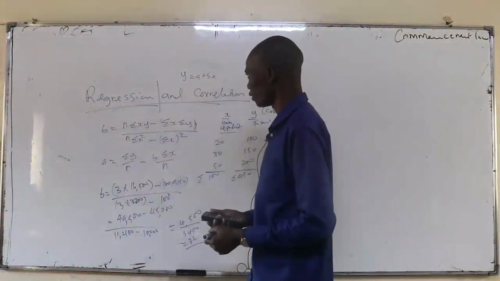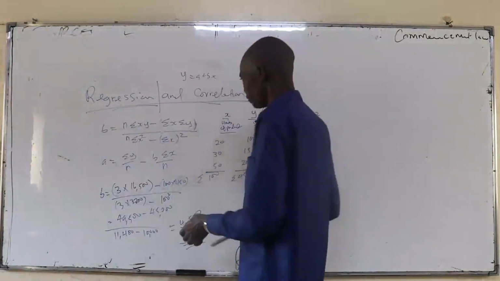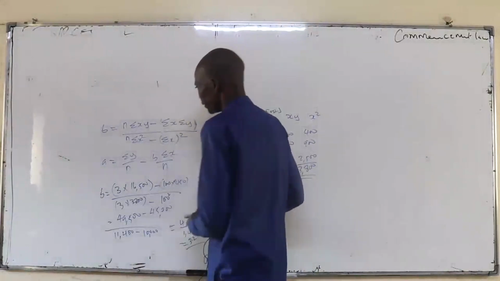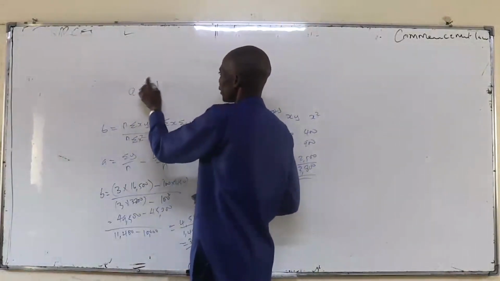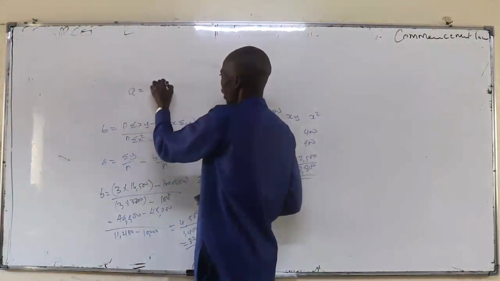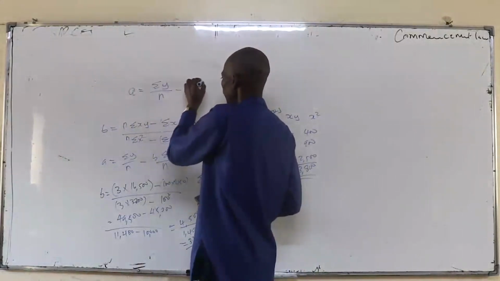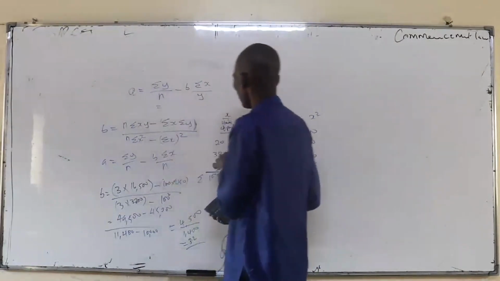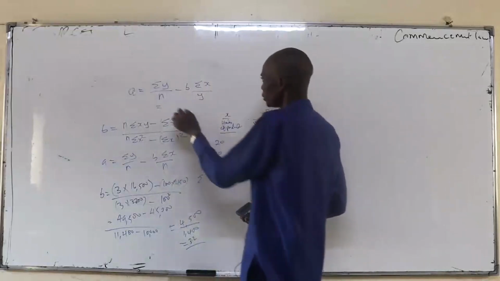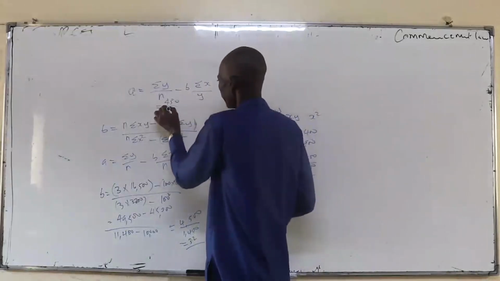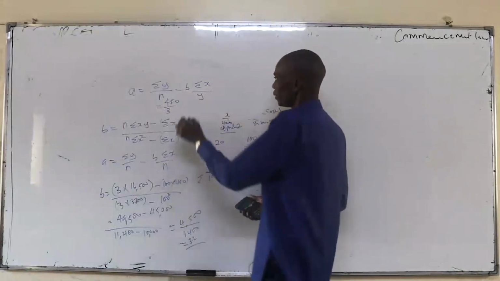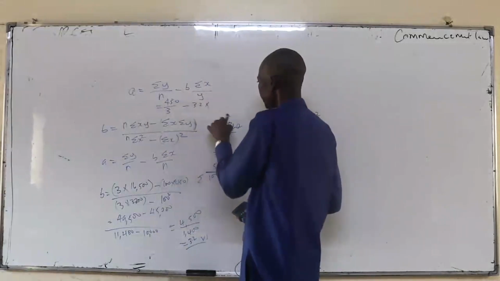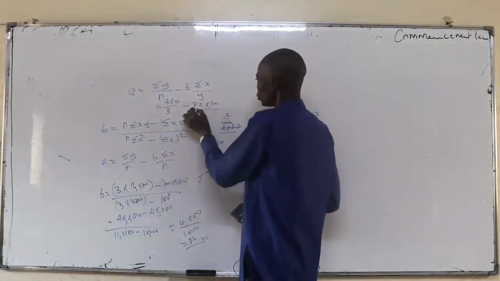Once you have obtained the value of b, you can then proceed and get the value of a. How do we get it? We already know the formula. a is obtained by summation of y over n minus b times summation of x over n. In this case, the summation of y is 450, so it will be 450 divided by 3 because the items were 3, minus b, which you got to be 3.2, times the sum of x, which is 100, all this also divided by 3.